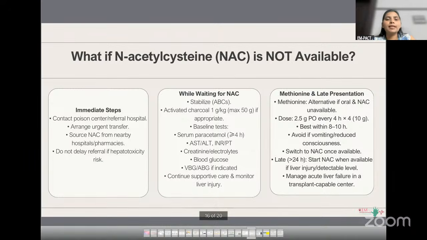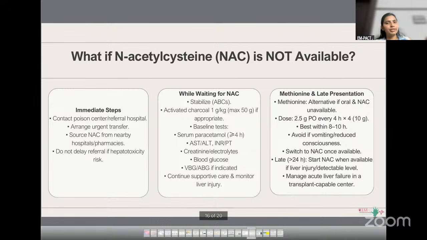Initially, you can do the same thing. You can stabilize the patient. You can check the airway, breathing, circulation. If the patient presented within 1 to 2 hours, you can do the gastric lavage. You can give the activated charcoal. And you can send the other laboratory investigations. And meanwhile, you can try to arrange the NAC, or you can contact the other centers to refer this patient for NAC therapy and further management.